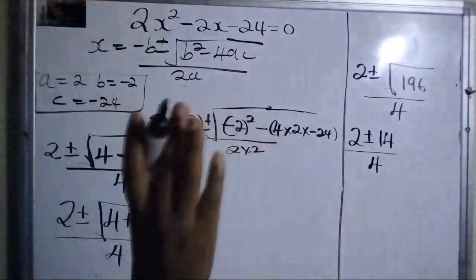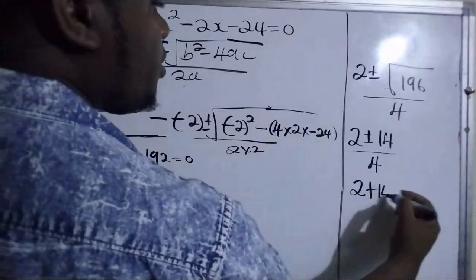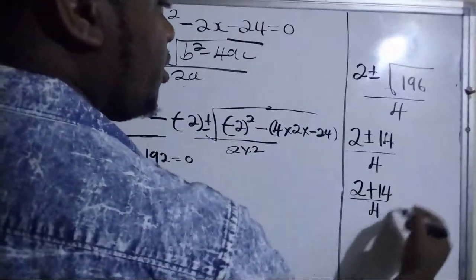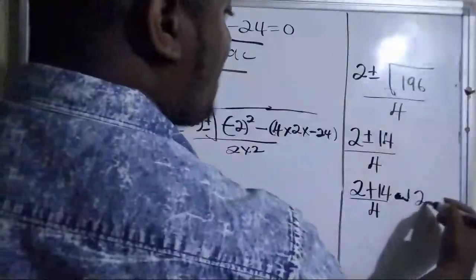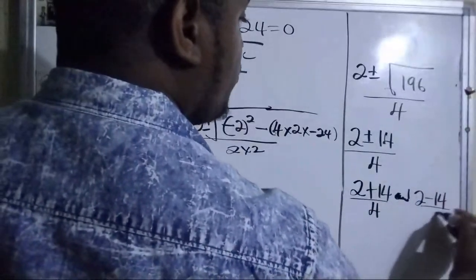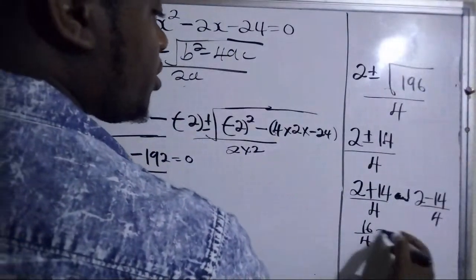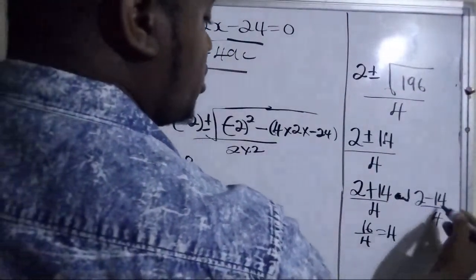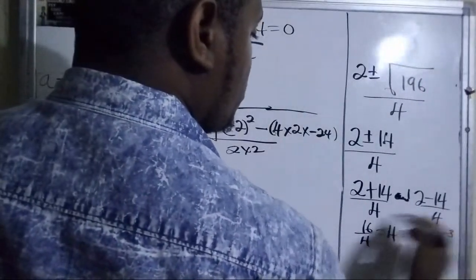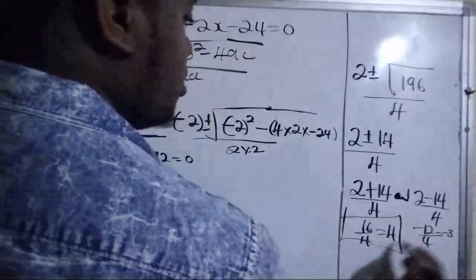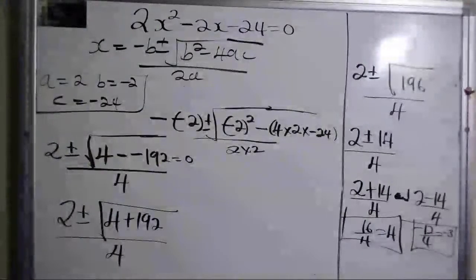Remember, we're going to get 2 solutions. So boom. First one, 2 plus 14 divided by 4. And the second one, 2 minus 14 over 4. And we just break it down. This gives us 16 over 4, which works out to 4. Negative 12 over 4 equals negative 3. So our solutions are x equals 4 and x equals negative 3.